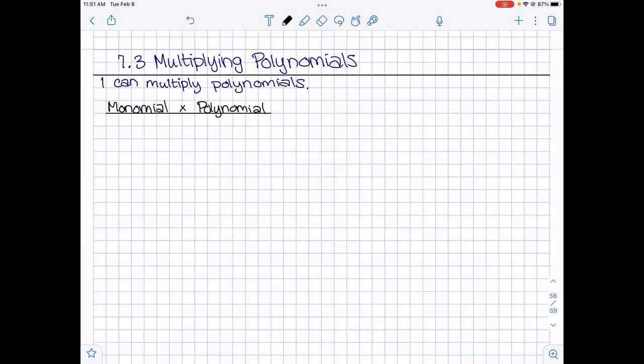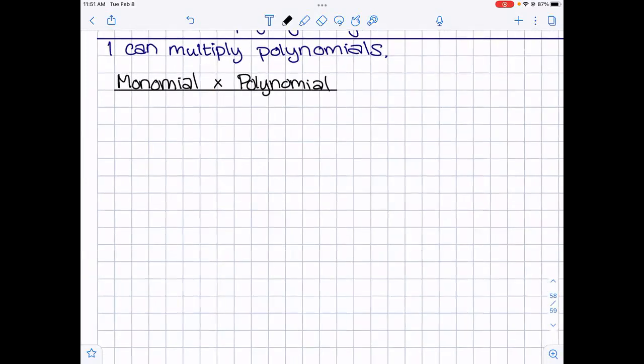When we talk about solving equations, usually we talk about distributing. When we do this, it's just distributing. Okay, so we're going to take whatever number's in the front, distribute it to every term in the second expression.